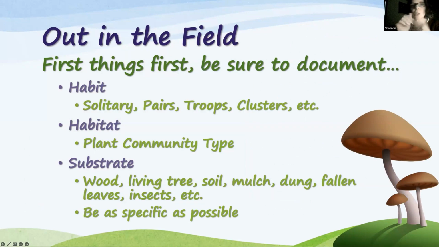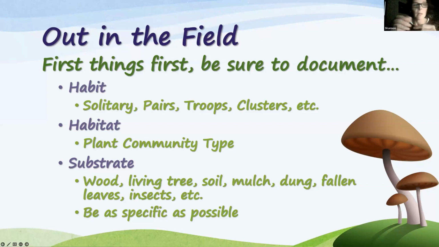So you want to be sure to document what I'm calling the habit, habitat, and substrate, the ecology of the organism, without needing to acknowledge the actual role that it's playing within the ecosystem. So the habit refers to how the mushroom is co-occurring with other members of its species, if in fact there are other members of its species present. The habitat, meaning the plant community, whether it's a forested ecosystem, a man-made landscape, an agricultural system, a sand dune environment, you name it.